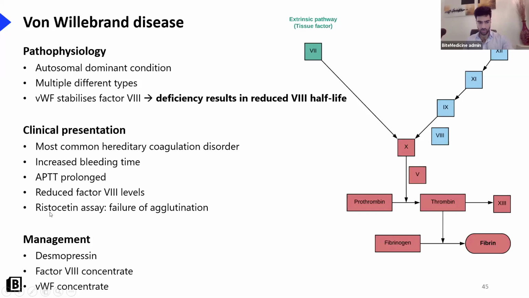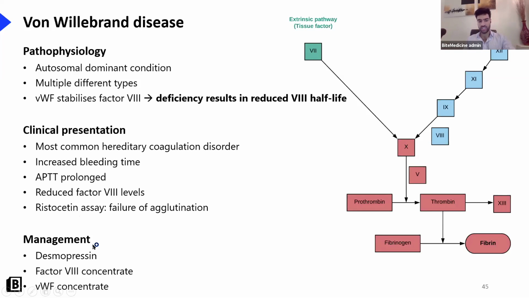There's a special test called a ristocetin assay, which looks at the ability of the platelets to clump together. That will be reduced in von Willebrand disease, because von Willebrand factor helps the platelets clump together, so you'll have failure of agglutination. You'll also have an increased bleeding time, because von Willebrand disease does also affect the platelets. The time taken to form that weak platelet plug will be increased, which is what an increased bleeding time means. And it's the most common hereditary coagulation disorder.